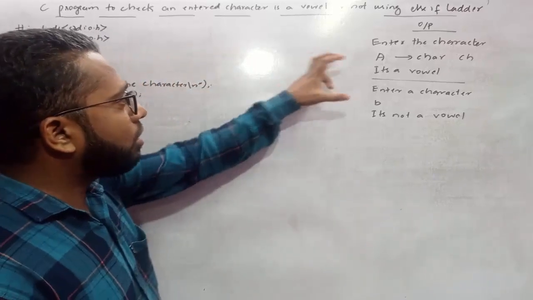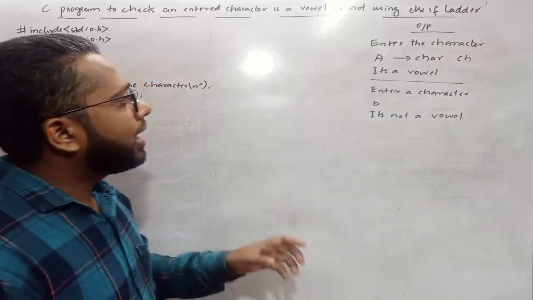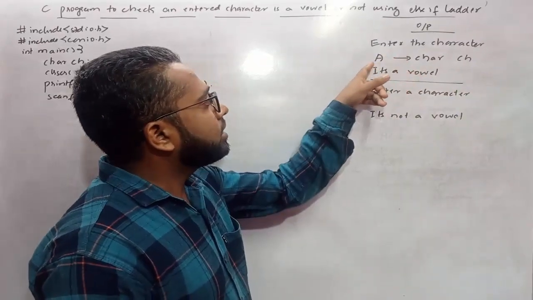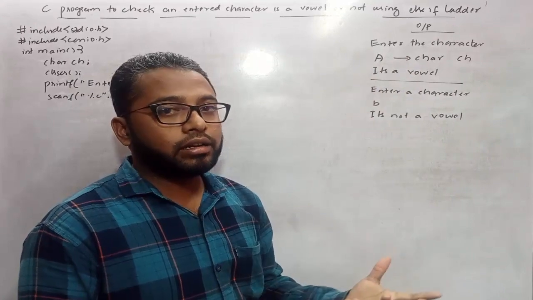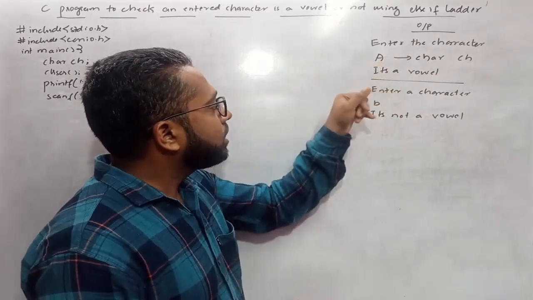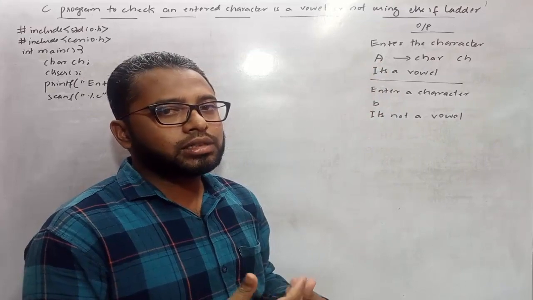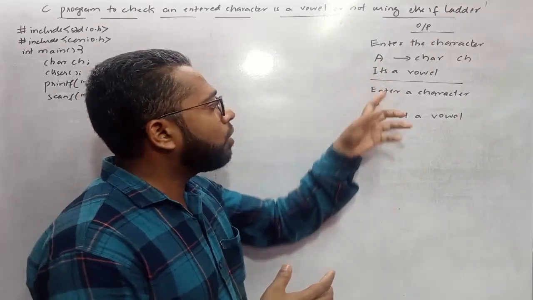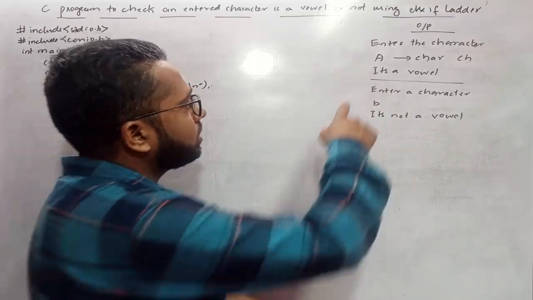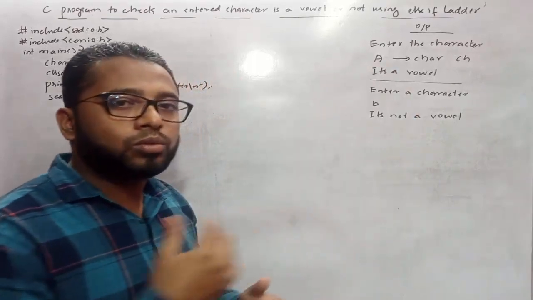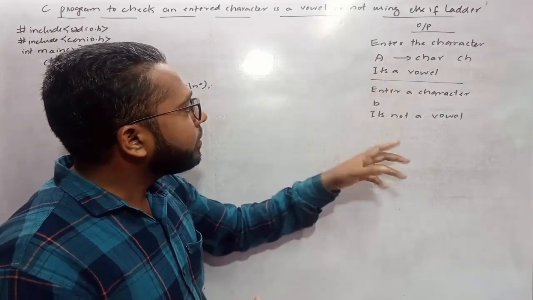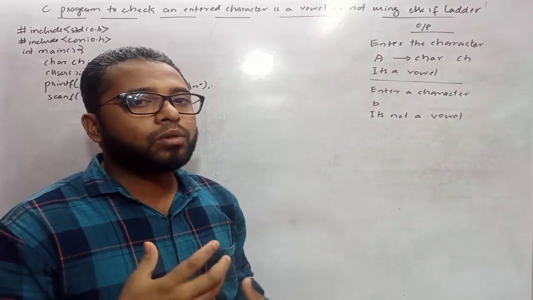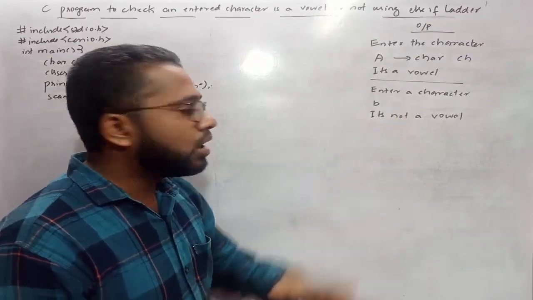So here you can see I have already written down the output, and when this program gets executed, it asks the user to enter a character, and the user will be entering any letter. Let us suppose the user has entered A. Based on the entered character, your program will check whether this entered character is a vowel or a consonant. This first letter belongs to vowels, that's why it's showing it is a vowel. And in the second case, since I have entered B, which is not a part of vowels, that's why it's showing it's not a vowel.